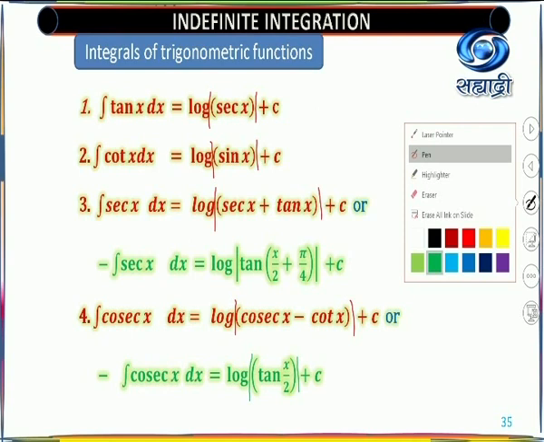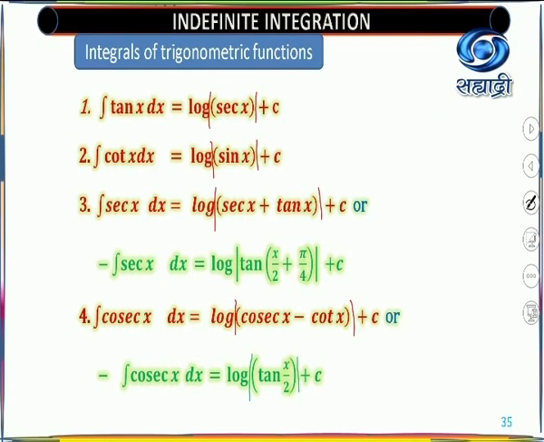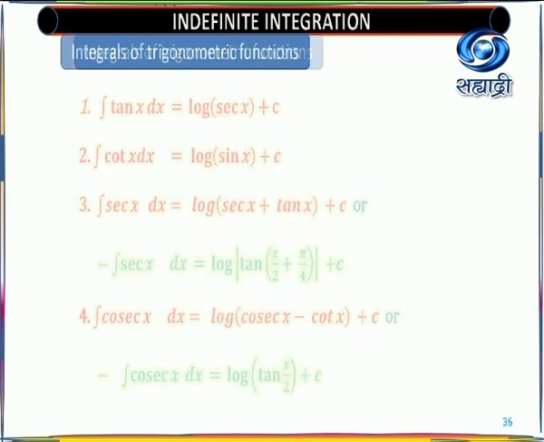So look at your functions here. Integral tan x is log of sec x, integral cot x is log of sin x, and for integral sec x you have two types. In this, if you take a negative sign, then you will get this type of answer. And if it is without negative sign, then you will get log of sec x plus tan x. That we will see in our solution.